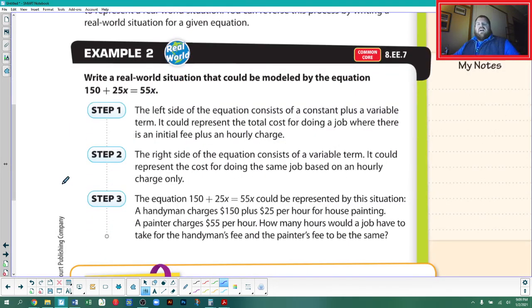It says that the left side of the equation consists of a constant plus a variable. And so it could represent the cost for doing a job where there is an initial fee plus an hourly charge. The right side just has a variable. So maybe it's just a same job, but just an hourly charge. And it says that the equation 150 plus 25x equals 55x could be represented by the following situation. A handyman charges $150 plus $25 per hour for house painting, whereas a painter just charges $55 per hour, and after how many hours would a job have to take for the handyman's fee and the painter's fee to be the same? So, at what point is that break-even point is the question.